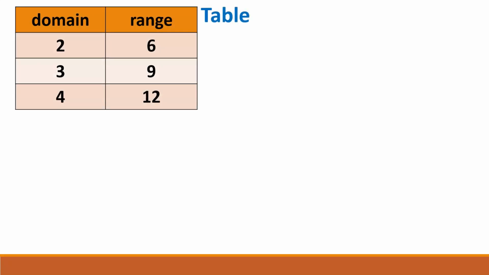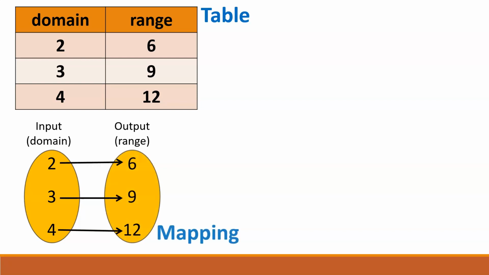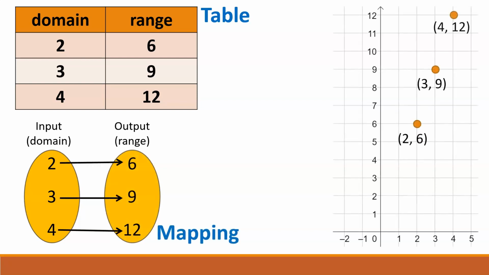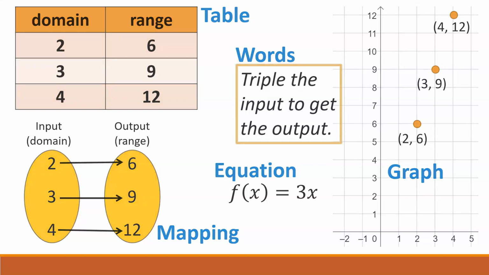There are many ways to represent functions. We can use tables, we can use mappings, we can use graphs, or words, or equations. And sometimes when we look at those representations, we'll see some patterns that help us figure out what kind of function we're looking at. So we're going to look at what's called constant functions.